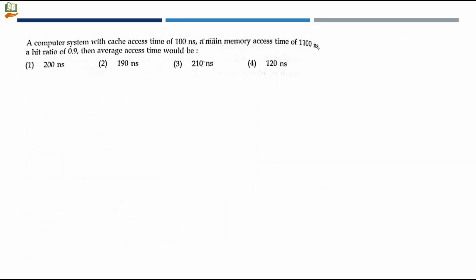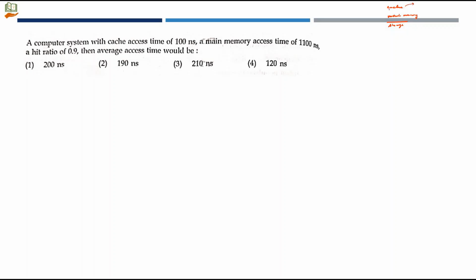Next question. A computer system with cache access time of 100 nanoseconds, a main memory access time of 1100 nanoseconds, a hit ratio of 0.9, then average access time would be. In memory hierarchy, you will have secondary memory here, that is for storage. Then above that you will have main memory, and inside the main memory you have something called cache. So whatever you need to process will be taken from the cache memory.